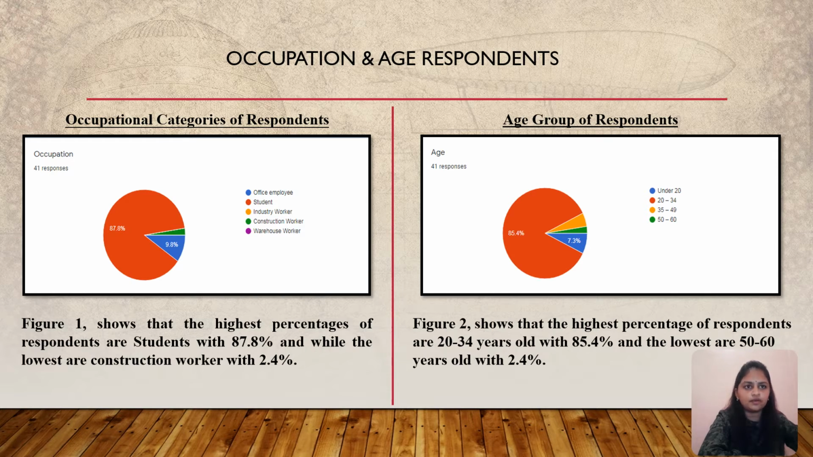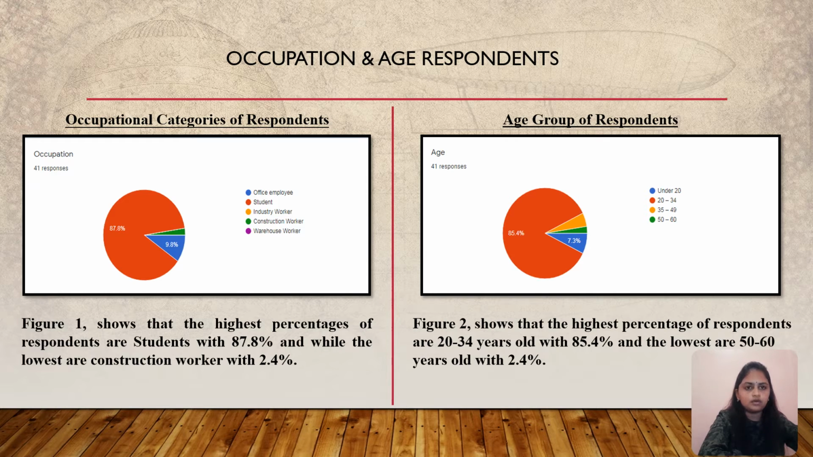Occupational categories of respondents. Figure 1 shows that the highest percentage of respondents are students with 87.8%, while the lowest are construction workers with 2.4%. Next is the age group of respondents. Figure 2 shows that the highest percentage of respondents are 20 to 34 years old with 85.4%, and the lowest are 50 to 60 years old with 2.4%.